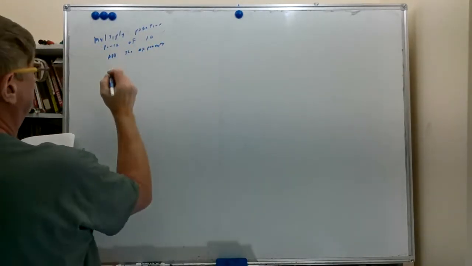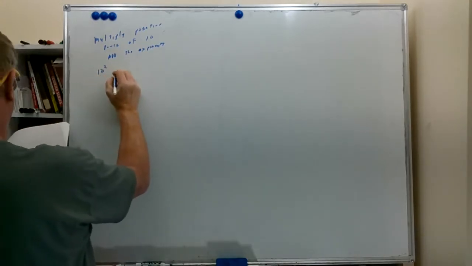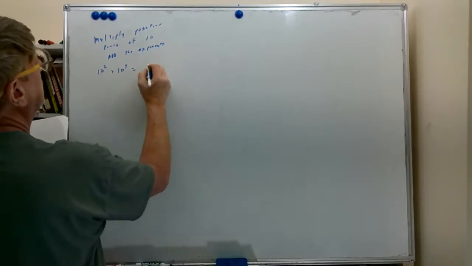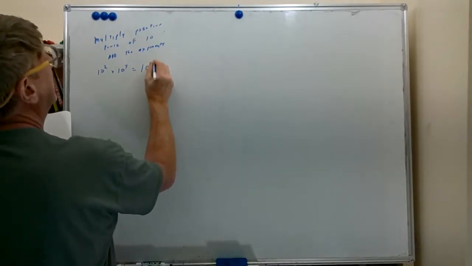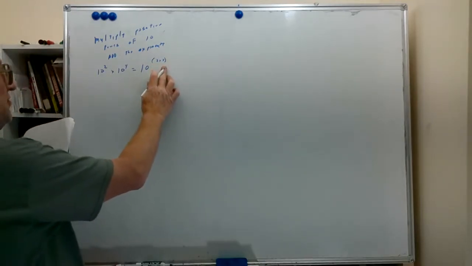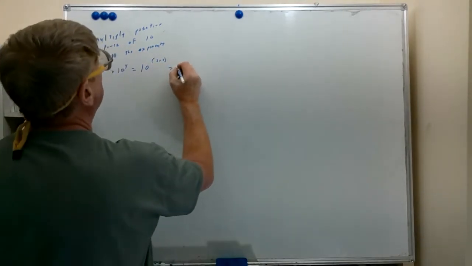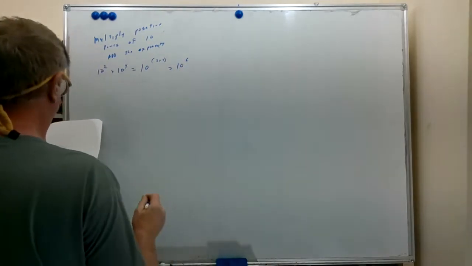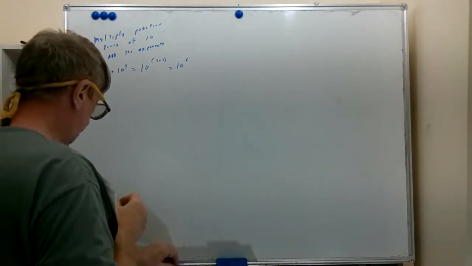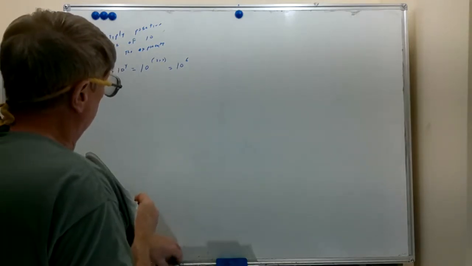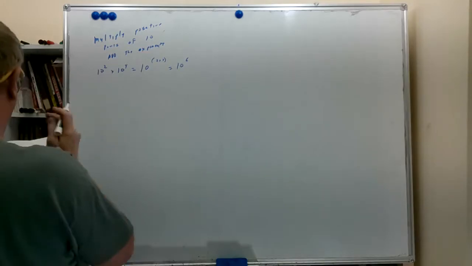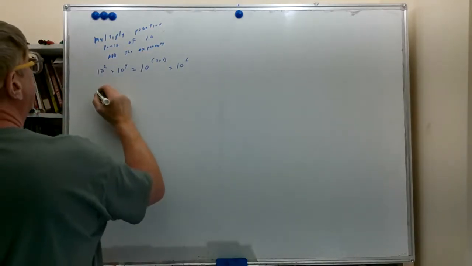Here's an example. 10 squared times 10 to the fourth equals 10 to the (2 plus 4). We're putting addition in the parentheses here to indicate that's what we're doing, which is equal to 10 to the sixth. There's our first rule. Second rule, multiplying negative powers of 10.